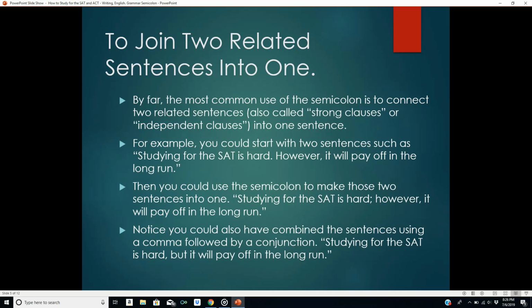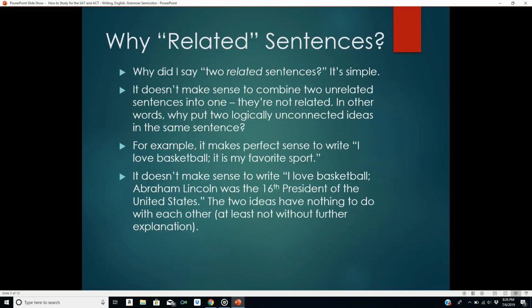For example, you could start with two sentences such as, studying for the SAT is hard. However, it will pay off in the long run. Then you could use a semicolon to make those two sentences into one. Studying for the SAT is hard; however, it will pay off in the long run. Notice you could have also combined the sentences using a comma followed by a conjunction. Studying for the SAT is hard, but it will pay off in the long run.